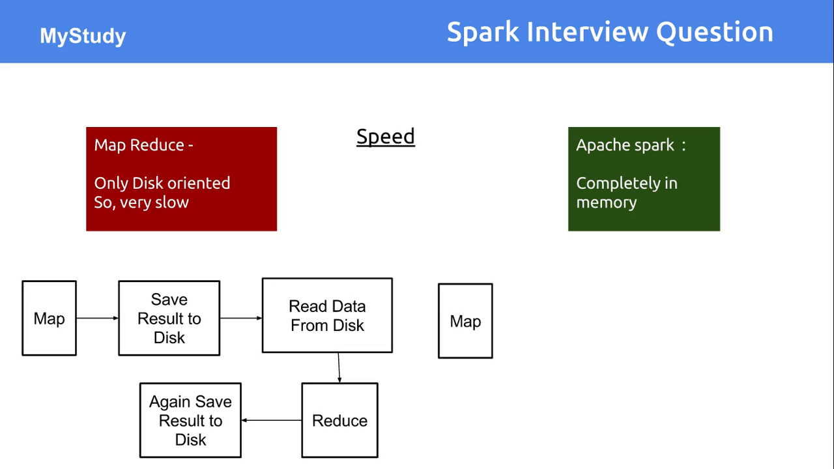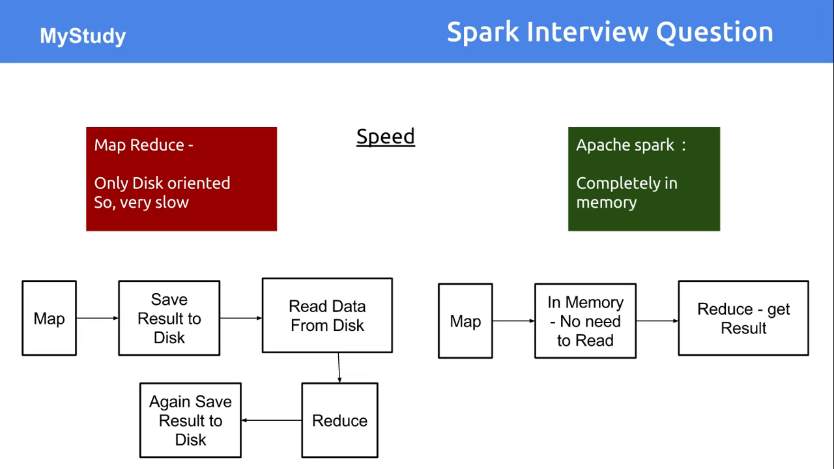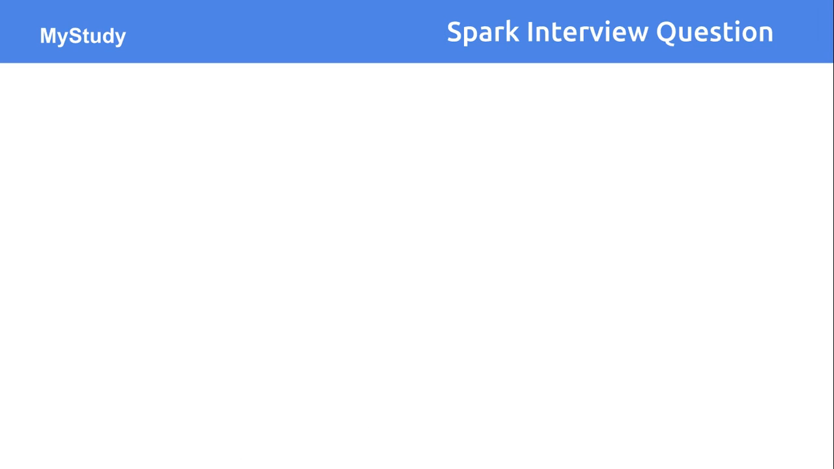But in case of Apache Spark, once your map part or some part of your data processing has been completed, it just stores or retains that data in memory, so there is no need to read that data again for further processing, and then immediately this reduce part or any other rest of the data processing happens, and you can immediately get the result. So that way it signifies that Apache Spark uses the very high in-memory capability of the machine, so that it's very fast compared to the MapReduce way of programming.